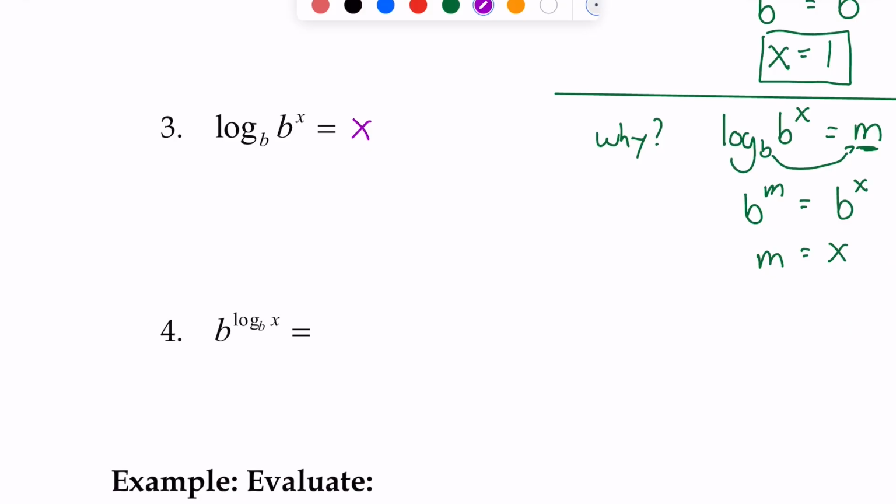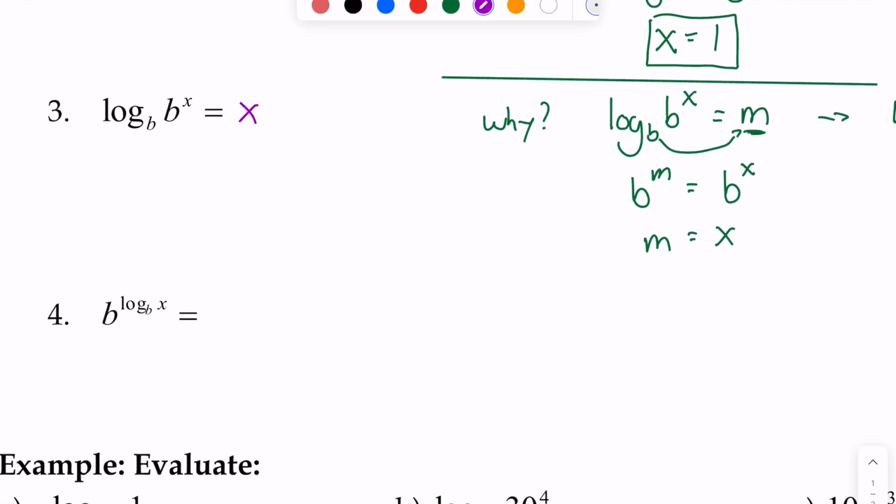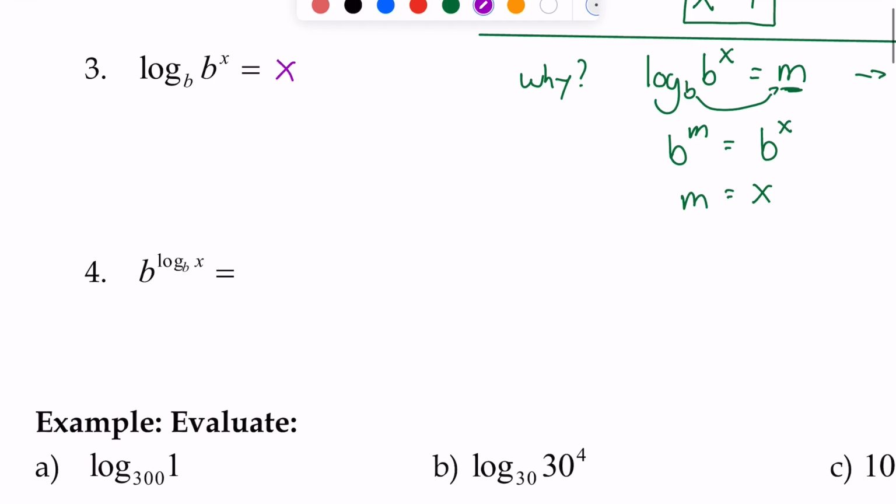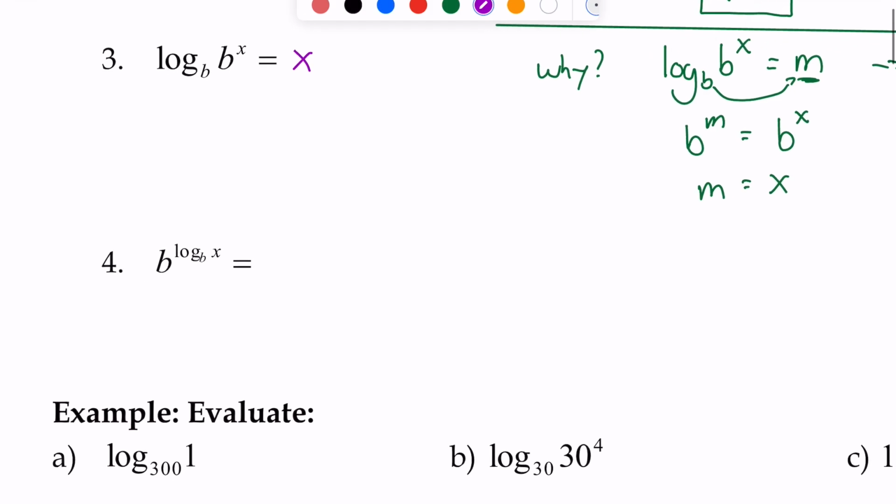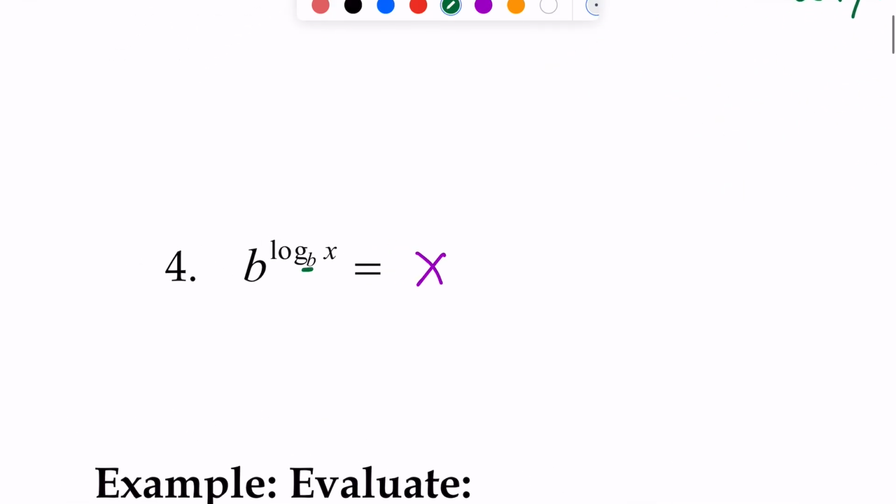Property number 4. I find property number 4 to be the one that most people get confused with. Property number 4 is when you have an exponent being put to the logarithm with the same base as that exponent, and it's just equal to whatever is on the inside. If you ever have a logarithm up in the exponent and the bases are the same, it's going to be equal to whatever is there.